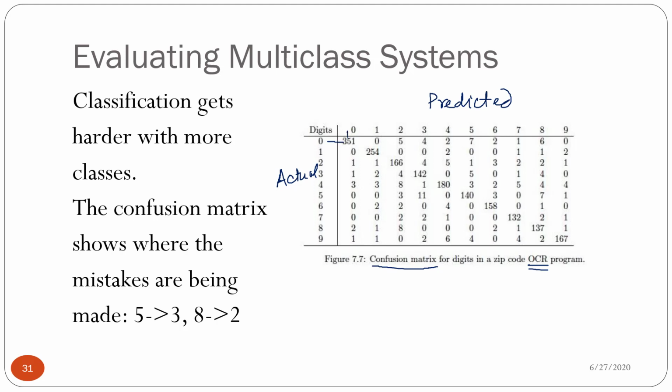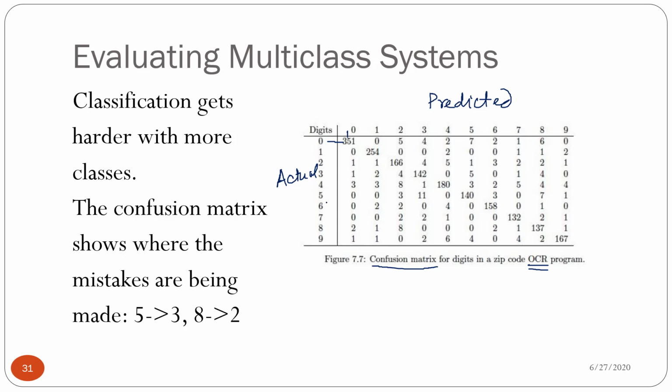Okay, so this is the correct classification. The principal diagonal that you have here has the correct classifications. 351 times 0 was correctly classified as 0. In 254 instances, 1 was classified as 1. 166 times 2 was classified as 2. And 142 times 3 was classified as 3. So this way you can evaluate the performance of your classifier, like in how many instances our OCR is recognizing the digit correctly.